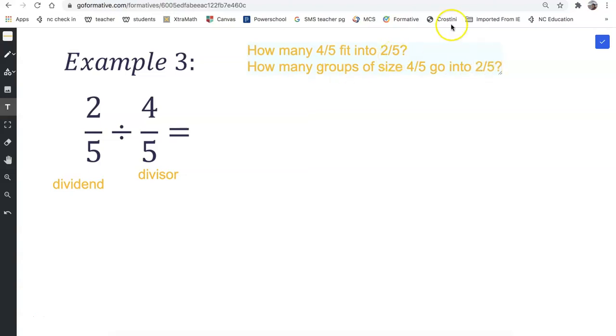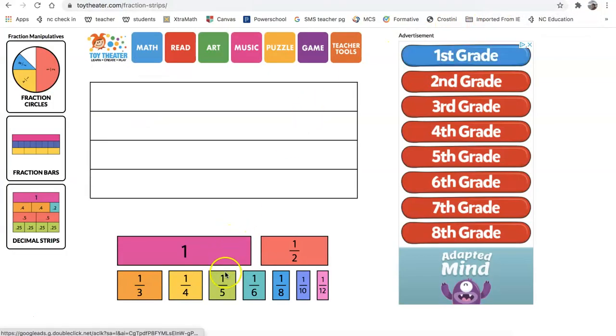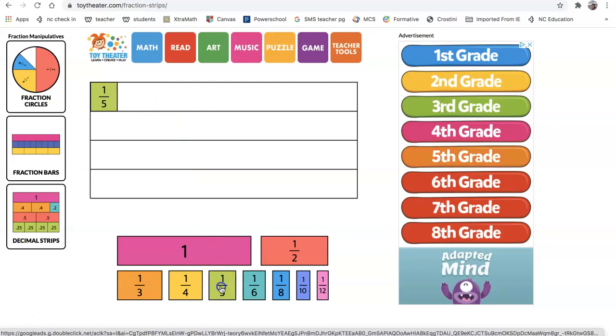Now let's go over to our fraction bar modeling app, and I'm going to go ahead and first grab the 2/5, and the 2/5 is our dividend. And then we're dividing it by 4/5, and 4/5 is actually our divisor. Now this is a little bit different than what we've looked at so far because the divisor in this case is larger than the dividend. So this is a unique problem.